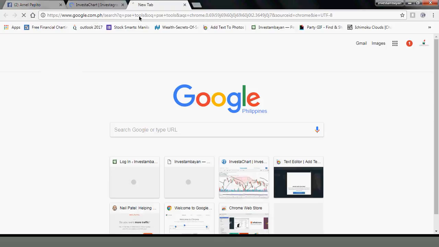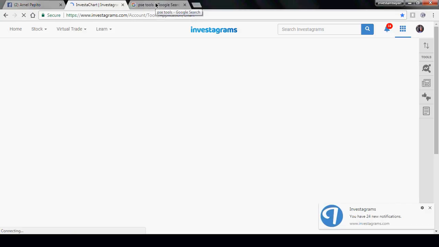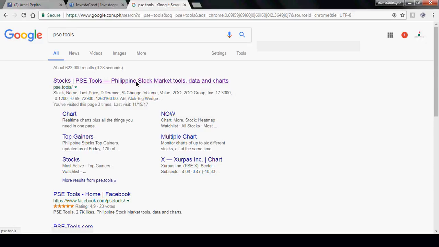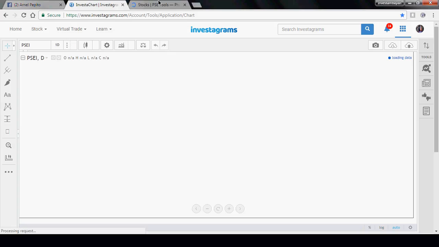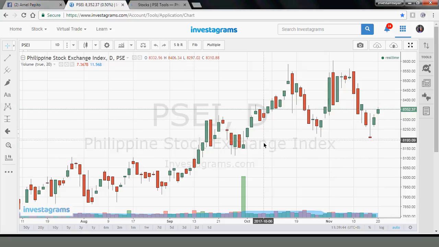They're basically magkapareho lang sila halos lahat. Ang difference lang nila is that Investagrams, medyo matagal na kasi itong Investagrams. Kailangan ka mag-login using username and password, or pwede mong gamitin yung Facebook mo to log in. But PSE tools, madali na lang siya. Just click that and it will route you there para mag-open ng chart.